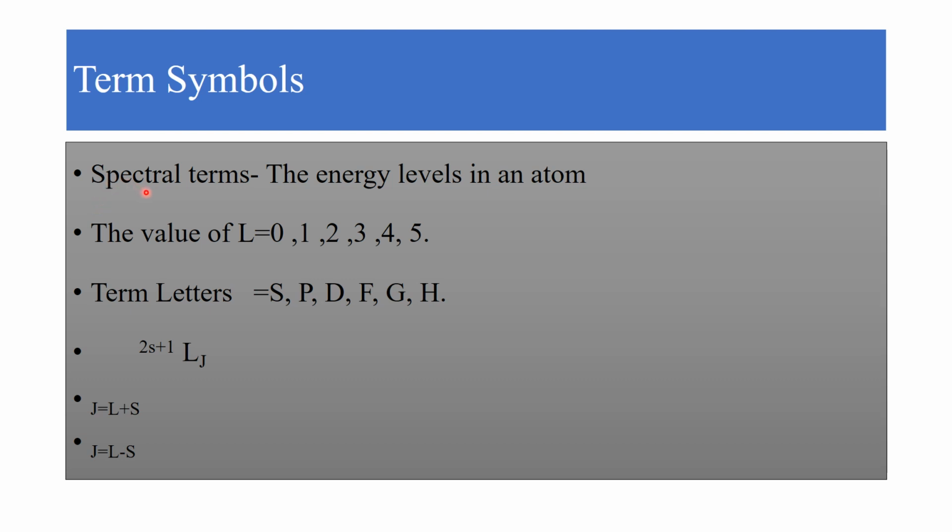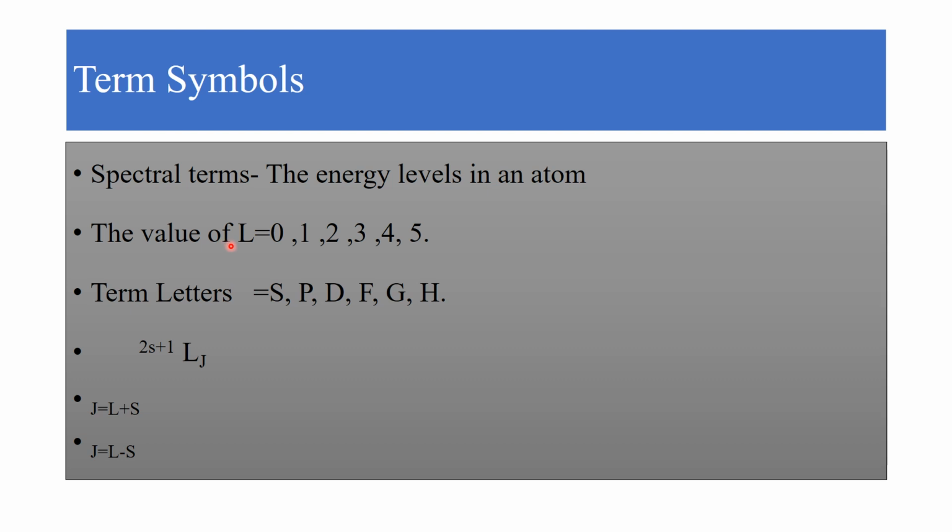Next is term symbols. In atomic spectroscopy, the energy levels in an atom are called spectral terms or terms. A term is described by a term symbol. That is, the energy levels in an atom represent spectral terms. The following rules are used for determining the term symbol for the ground state of an atom.